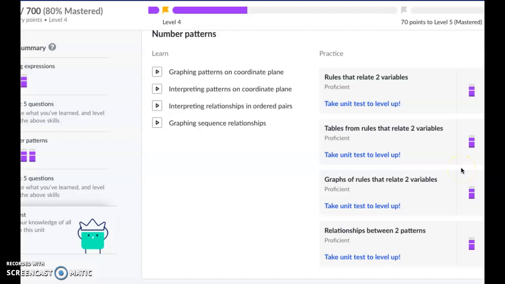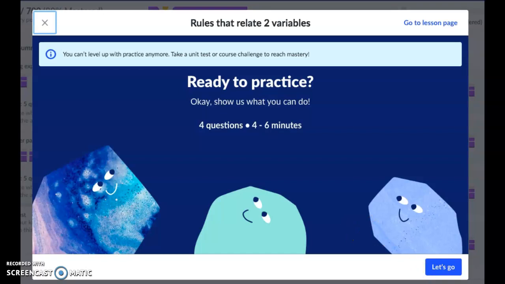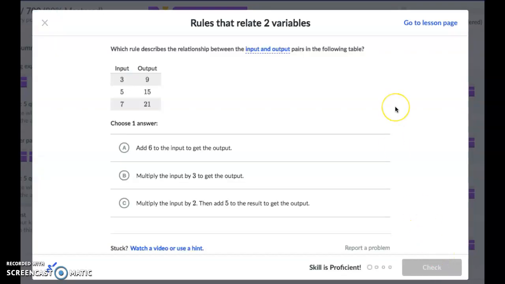Khan Academy, Algebraic Thinking. We're working on the subtopic, Rules that Relate to Variables. Which rule describes the relationship between the input and output pairs in the following table?